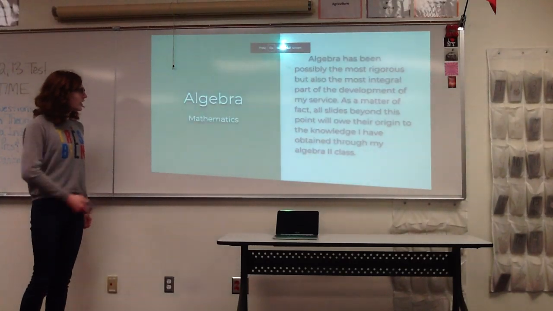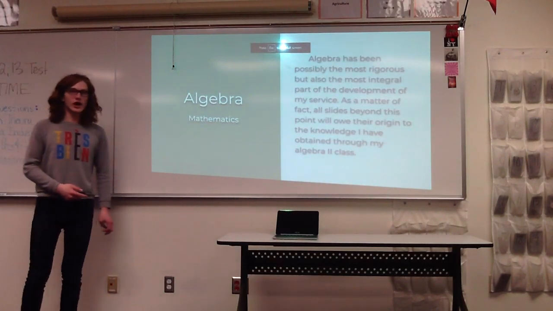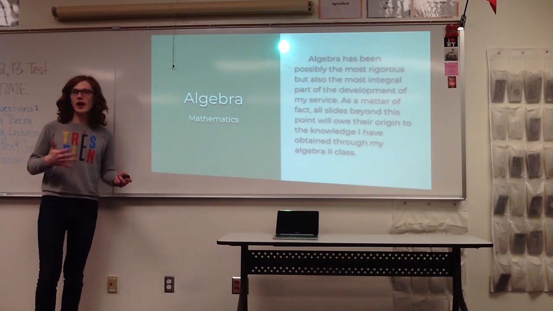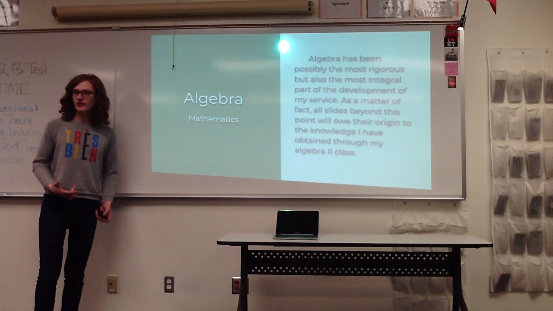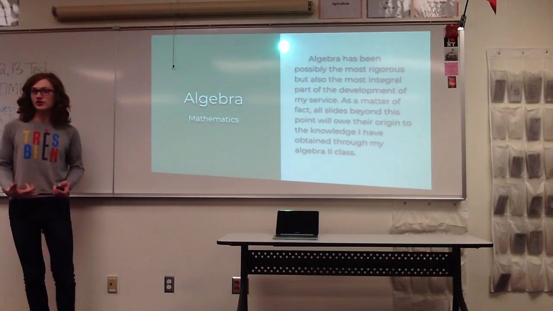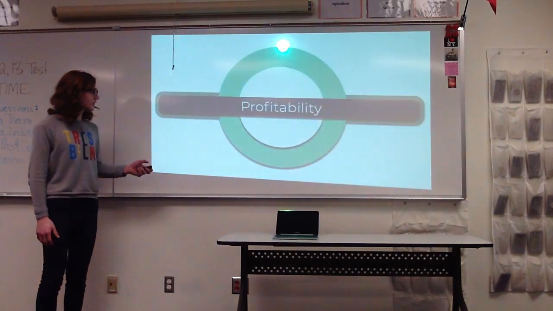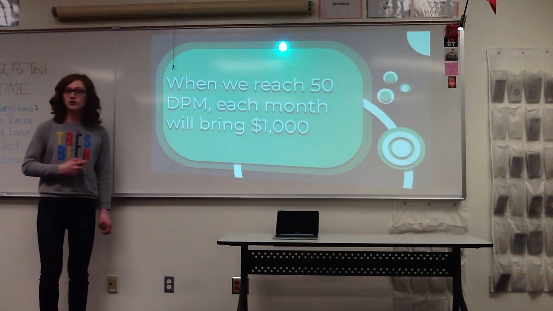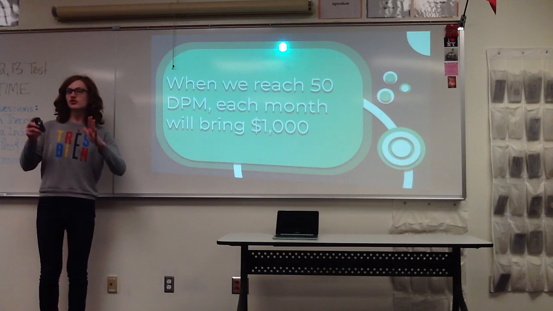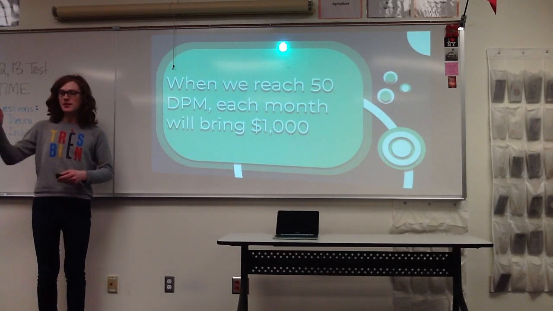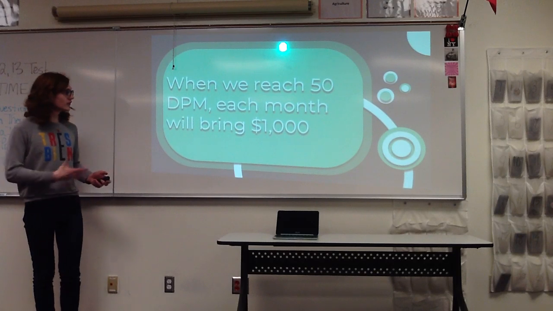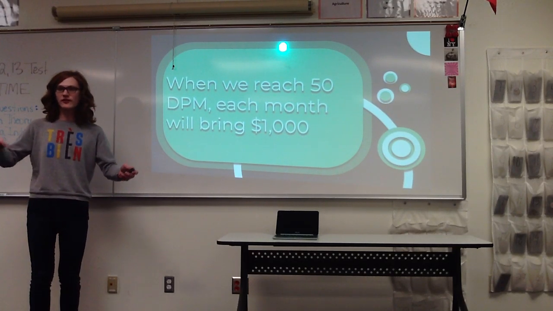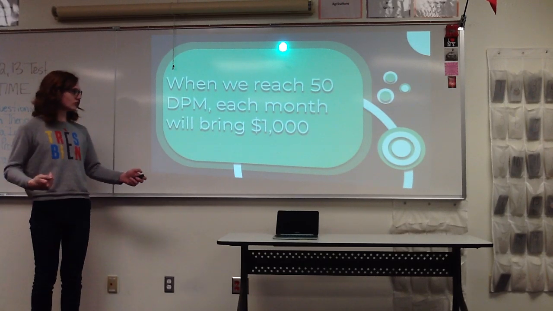Next is algebra, which I've used a lot in order to determine how profitable our company is, and to make a function that represents that to the best of my ability. So let's talk about profitability. When we reach 50 DPM, which is drivers per month, that's how many people are driving every month. If you look at it that way, that's not all that much. That means in the course of 1 month, 50 people have chosen to take a long distance drive.